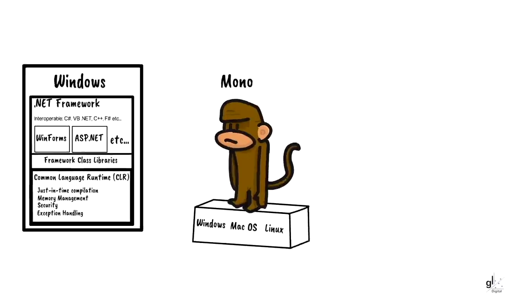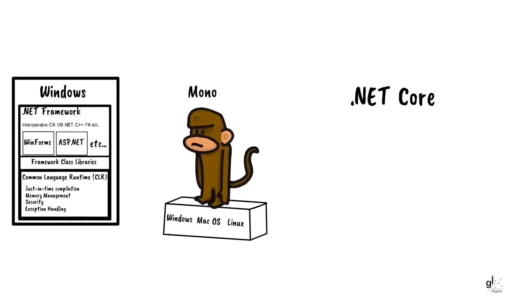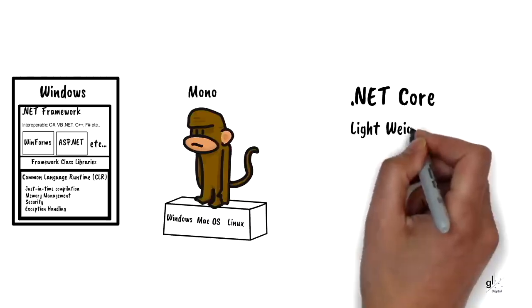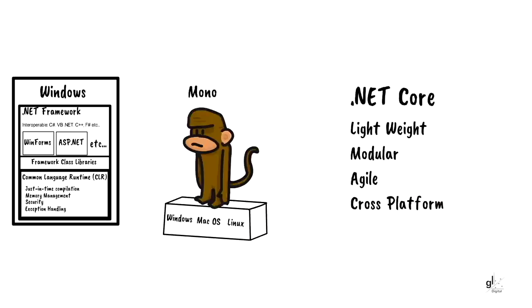On June 27th, 2016, the first version of .NET Core was released. .NET Core is the .NET successor to .NET Framework. .NET Core is primarily developed by Microsoft employees by way of the .NET Foundation and released under the MIT license. .NET Core supports the use of NuGet packages. .NET Core can be described as a lightweight, modular, cross-platform, and more agile version of .NET Framework.